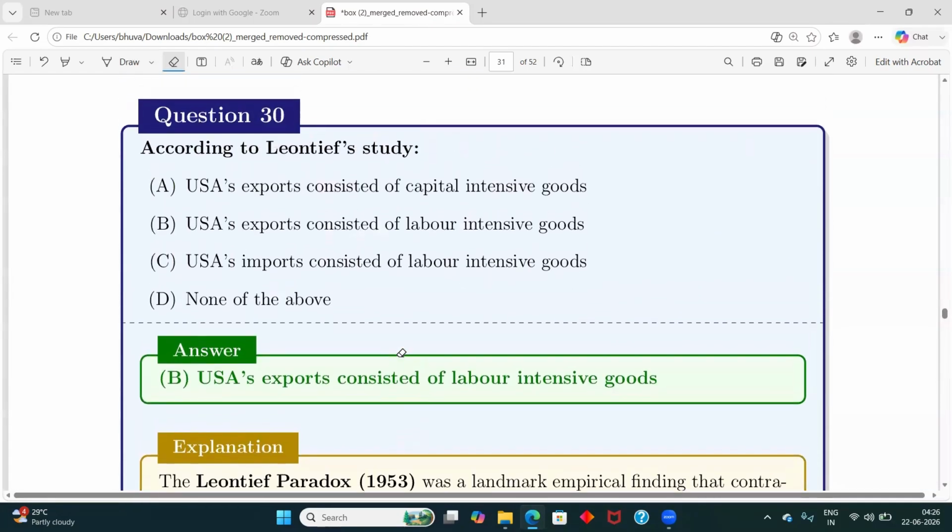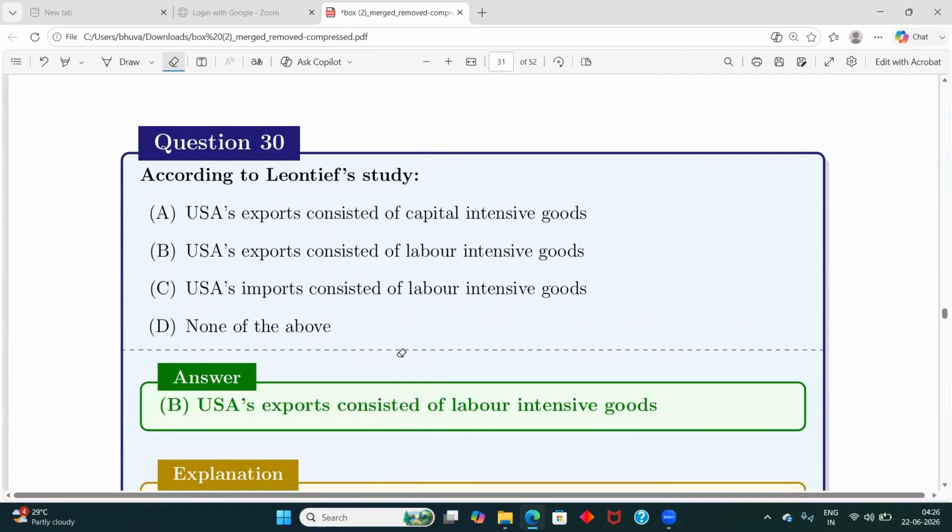Now moving to question number 30. According to the Leontief study, this is a contradiction of the Heckscher-Ohlin theory. Option A, USA exports consisted of capital intensive goods. Option B, US exports consisted of labor intensive goods. Option C, US imports consisted of labor intensive goods. Option D, none of the above.